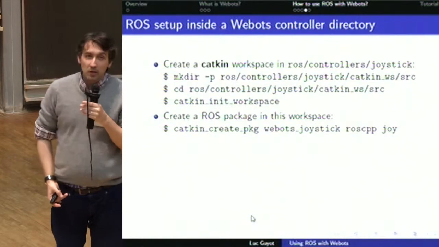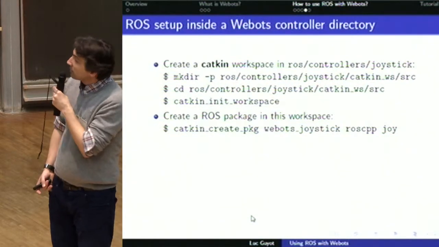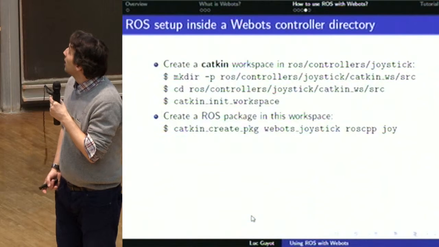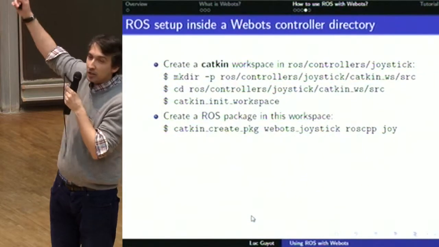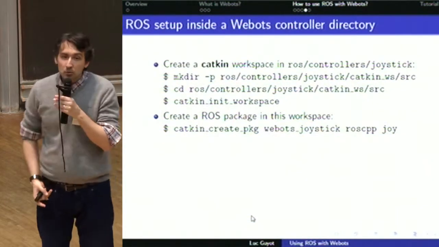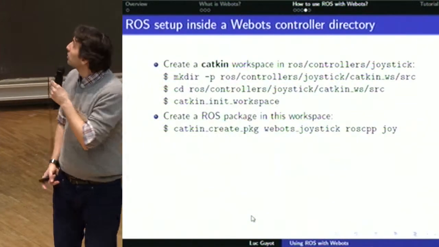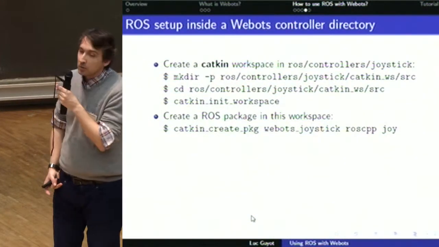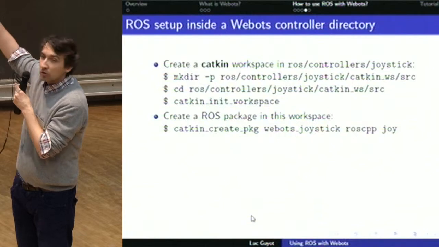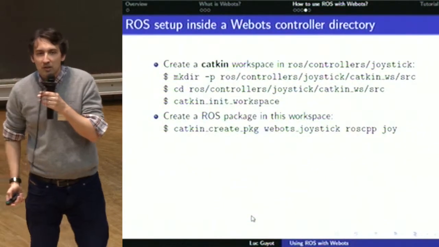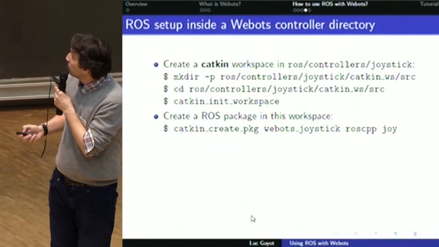Then inside this Catkin workspace, you create a package with the command catkin create package, with the arguments: the name of the package, webots joystick, and two dependencies, which are the obvious ones. We are implementing a CPP controller, which depends on the joy node. So we specify these two dependencies here.